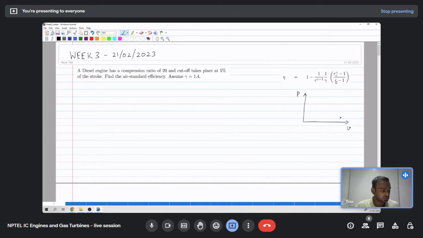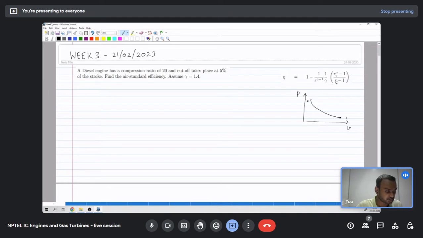So the first stroke, before suction, the pressure will be low and volume will be high. That is, the piston is at the bottom dead center. Now the air, or the working fluid, is compressed adiabatically. At the end of the compression, the pressure will be high and volume will be low. Assuming the first state as 1, the second state I am naming as 2.